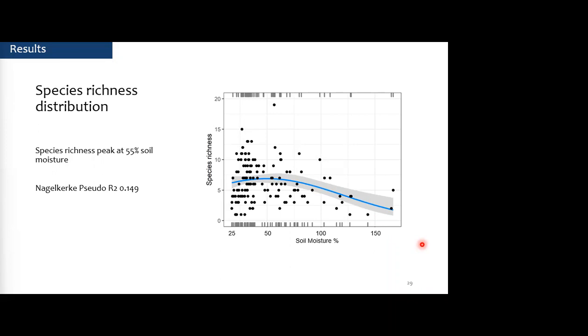The pseudo R-squared value for this model was 0.149. So this indicates that soil moisture explains about 15% of the variation in species richness that we see in this community.